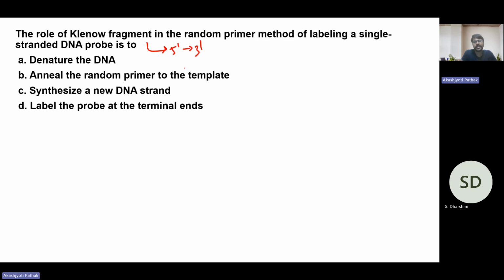So in the first step, what is happening? You are treating with DNase 1, so you are creating this break. You are basically creating the free 3' OH group. Once you have the free 3' OH group, then your Klenow fragment can act. If you are treating with RNase H, then also you are creating the free 3' OH group. And then this free 3' OH group can be polymerized in the 5' to 3' direction. So the answer is what? To synthesize a new DNA strand, because your Klenow fragment has 5' to 3' polymerase activity, so it can synthesize a new DNA strand. Okay.